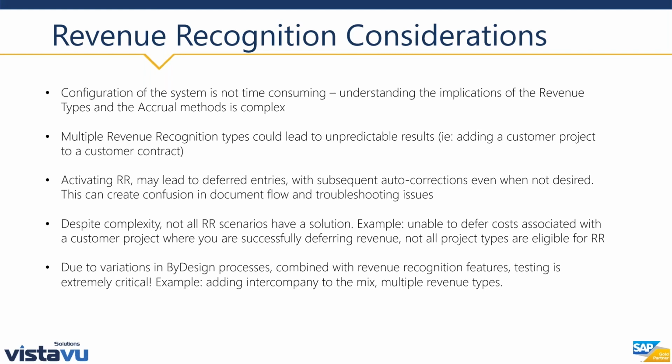So I gave you an example here. One thing in the system is you are unable to defer costs associated with a customer contract where you're successfully deferring revenue. Sorry, I meant to say customer contract there, not customer project. So what I mean by that is, let's go back to that scenario where we had that contract that we were deferring. We want to invoice the customer once a year and we want to defer the revenue over the 12 months like we did from August to August.